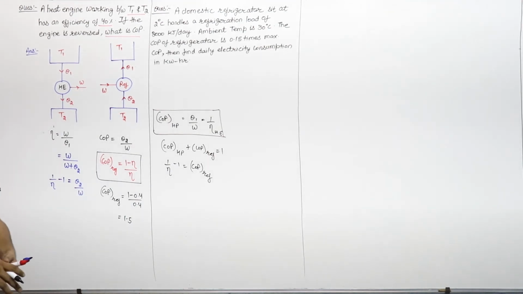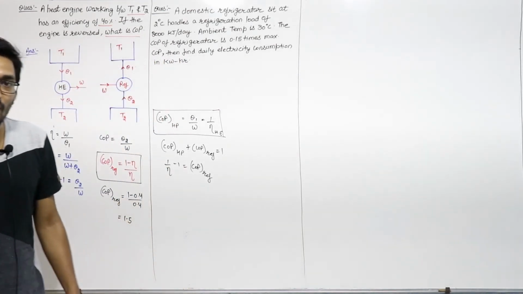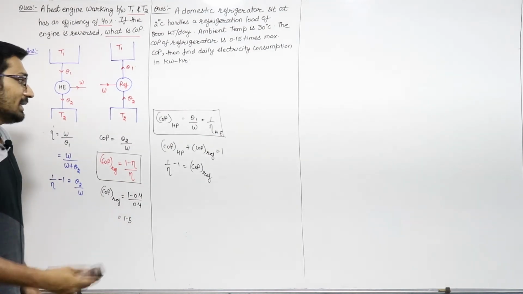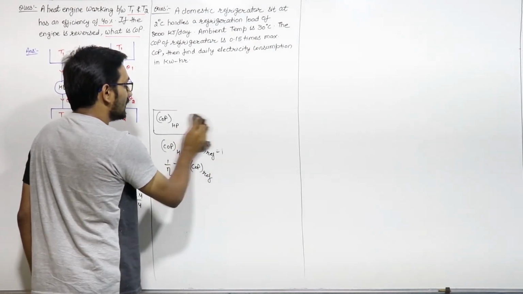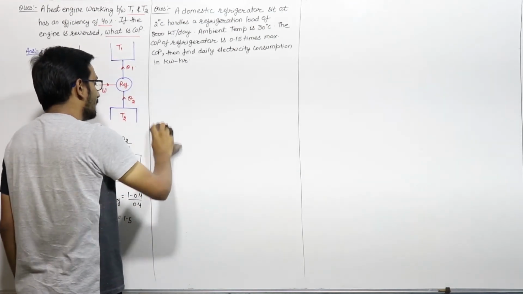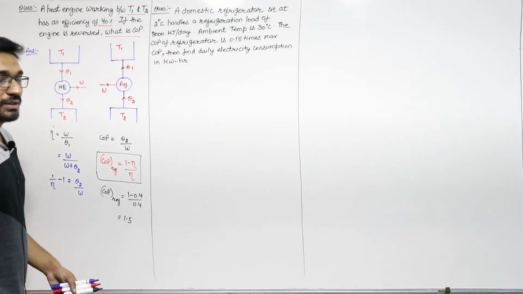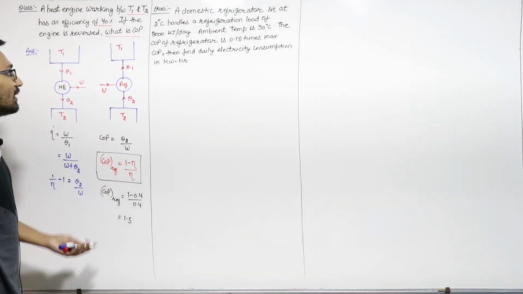So better to remember these basic equations, basic formulas, so that you will be able to solve the objective questions without any time loss, right? So in very minimum time you will be able to solve these kinds of problems. So this is the basic problem of refrigeration, in which one heat engine is given and one refrigerator is given.